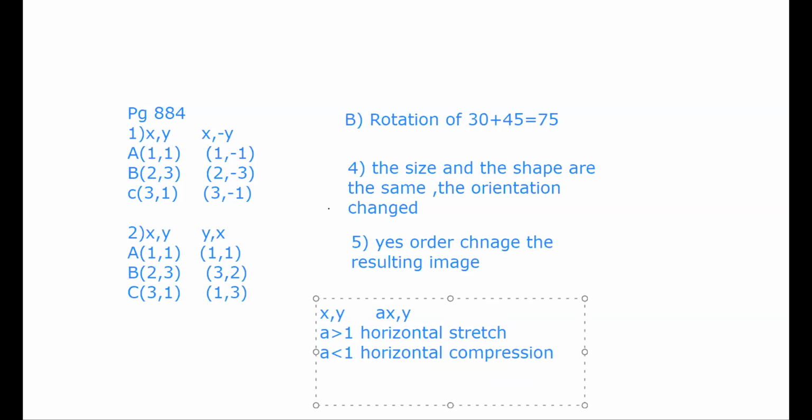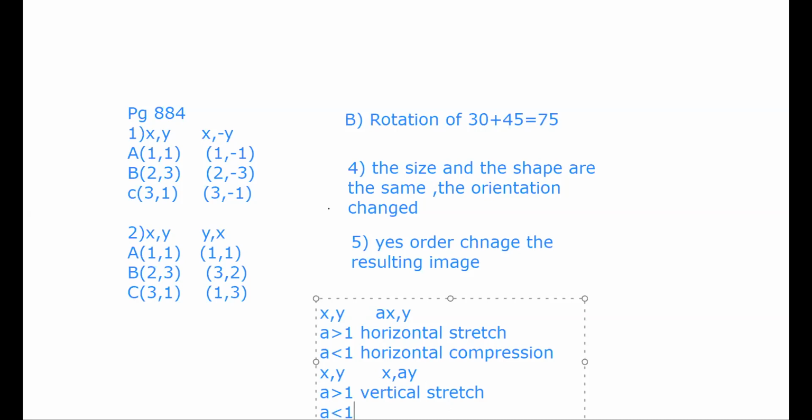But what about if x and y became x and a·y? This is vertical. If a is greater than 1, this is a vertical stretch. If a was less than 1, this is a vertical compression. Okay? This is important.